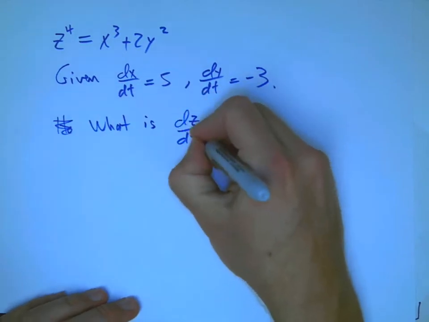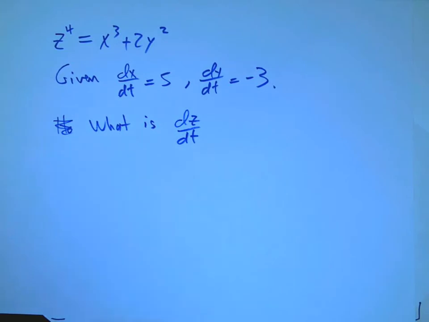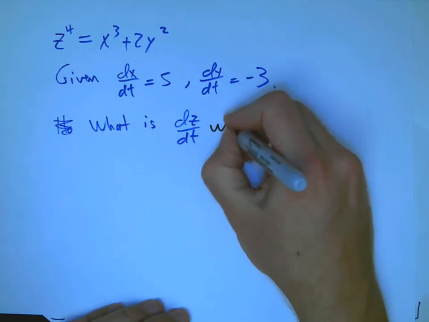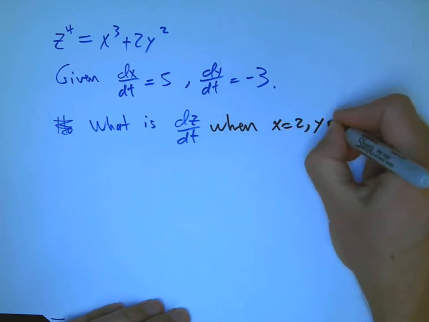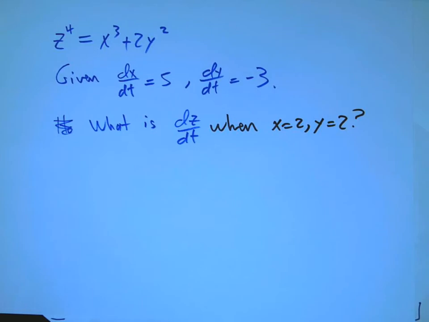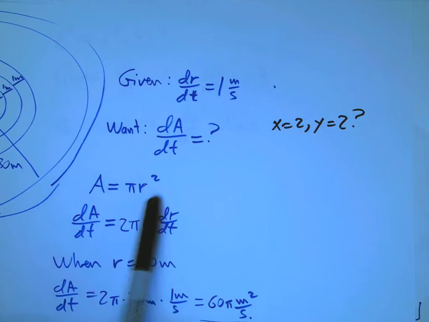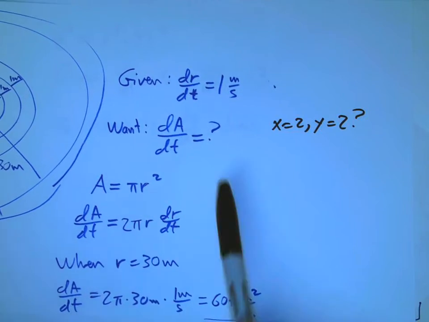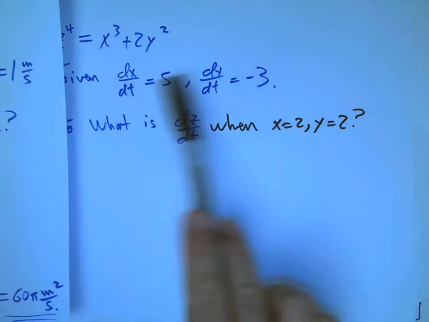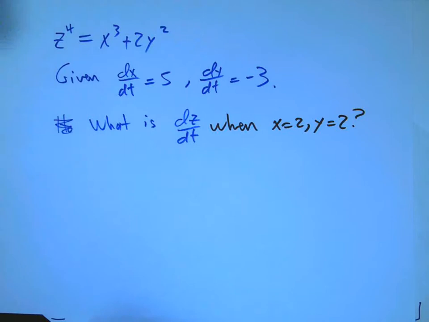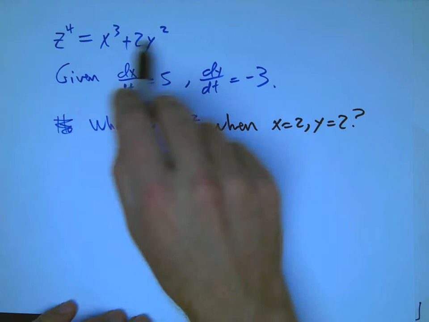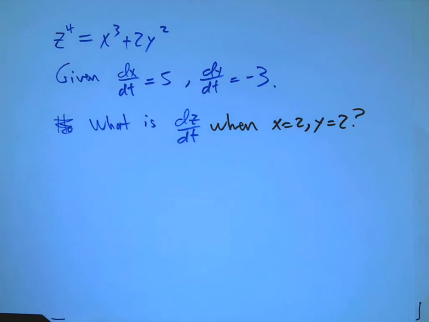And the question is, what is dz/dt when x equals 2 and y equals 2? So hopefully it seems a little bit like the previous problem. I've got quantities that are related by an equation that's supposed to be always true. And I've got given information about the rate of change of two of the quantities, like I had dr/dt information, and I want the rate of change of the other quantity.